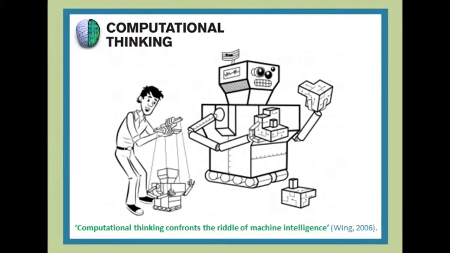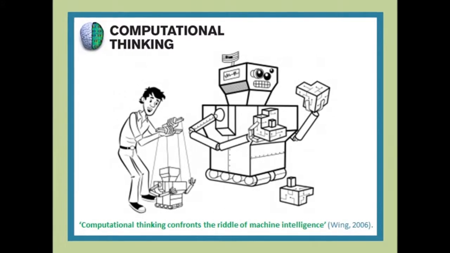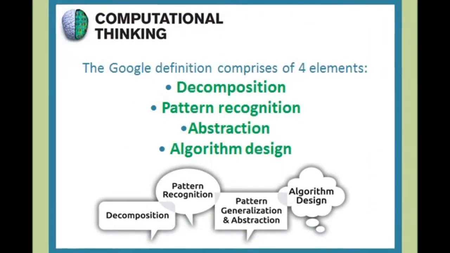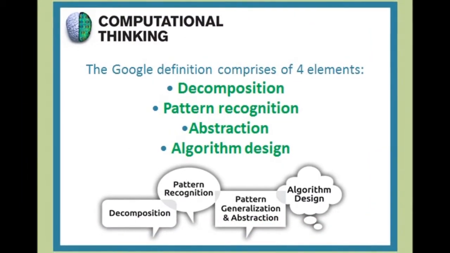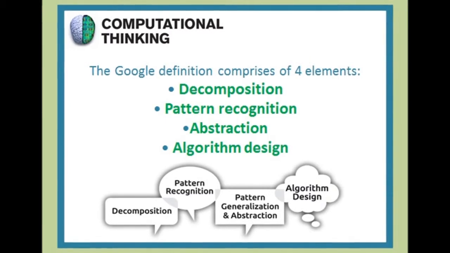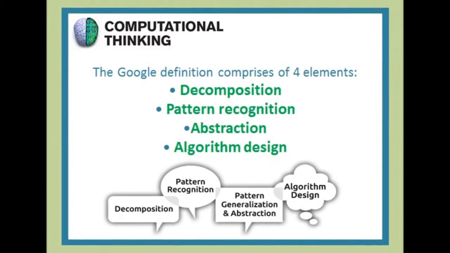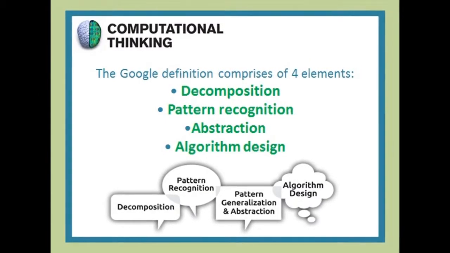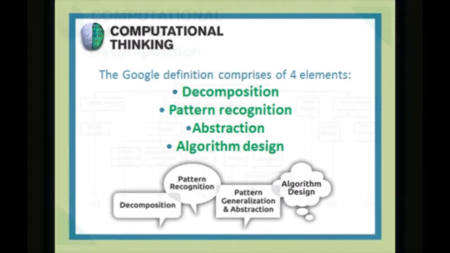Computational thinking confronts the riddle of machine intelligence. The Google definition of computational thinking builds on this idea by providing a breakdown of the elements involved in this process, which include decomposition, pattern recognition, abstraction, and algorithm design. This is what each element involves.